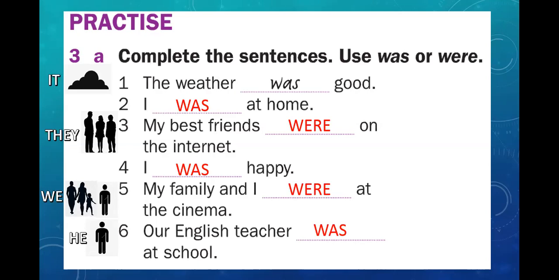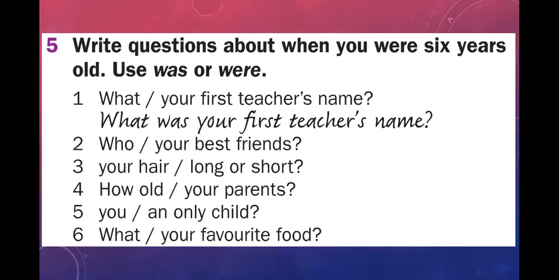Now let's write some questions. Okay, we're going to make these questions about when you were 6 years old. All right, as in number one, the question has already been formed for us as an example: What was your first teacher's name? Okay, so we're going to complete these with was and were only.